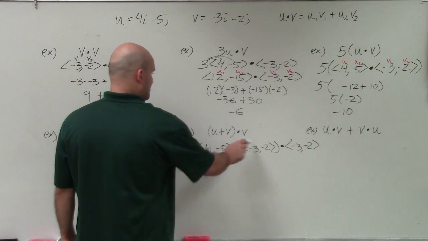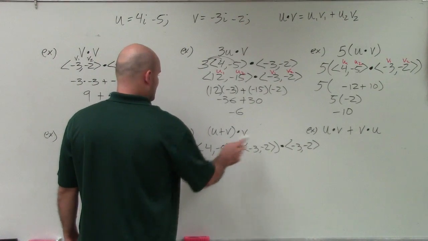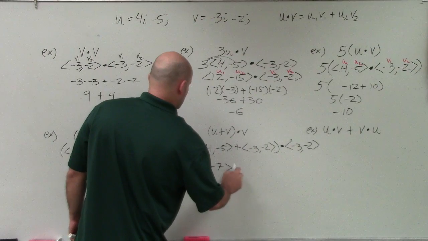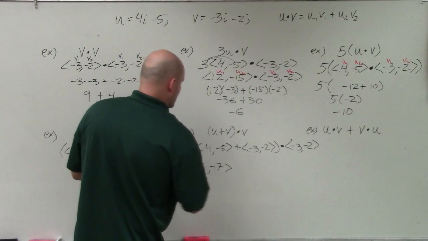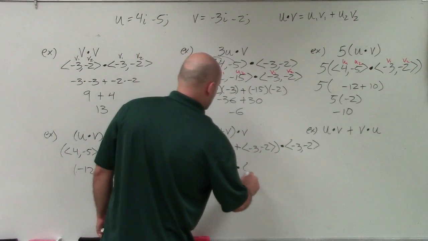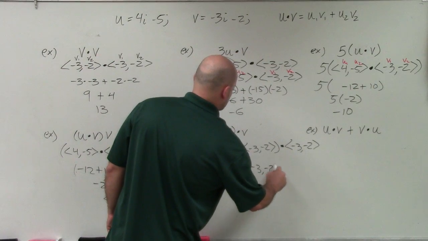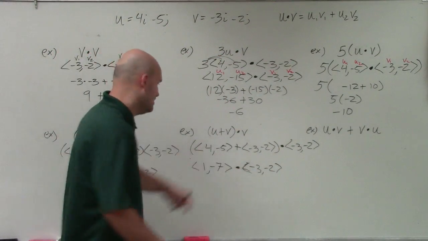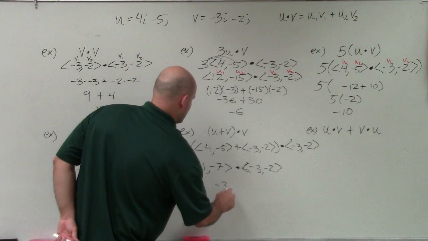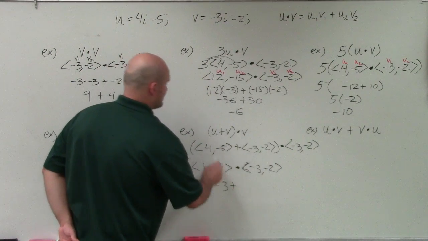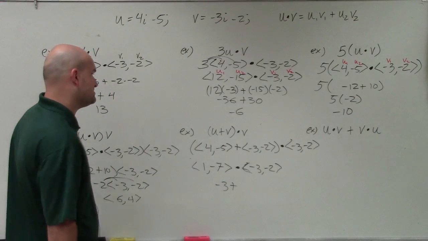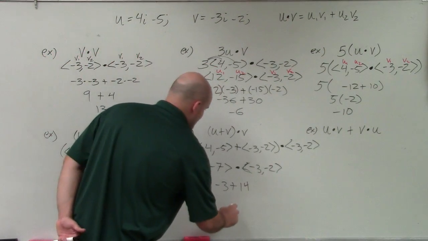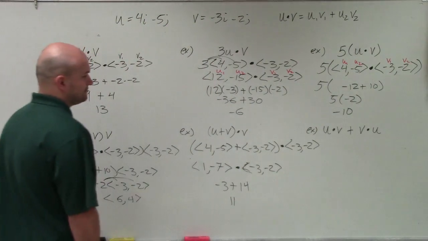By adding these, I'm now going to do 4 plus negative 3 is 1. Negative 5 plus negative 2 is negative 7. So I add those two vectors. And now I'm going to apply the dot product with the vector negative 3, negative 2. So 1 times negative 3 is negative 3, and then add that to the product of my second components. Negative 7 times negative 2 is a positive 14. Negative 3 plus 14 is going to give me a positive 11.